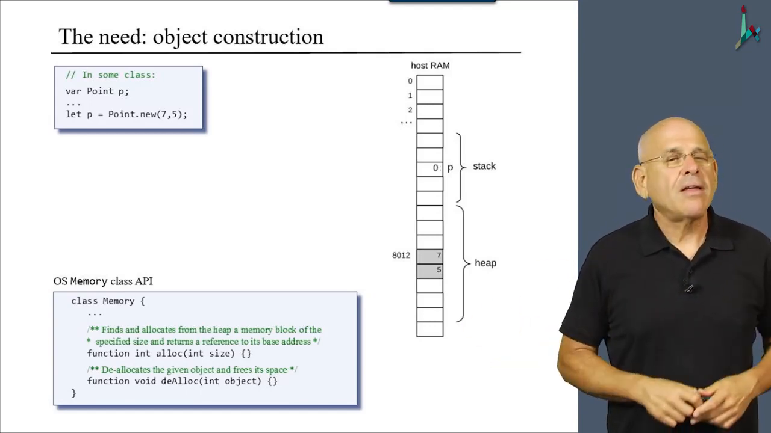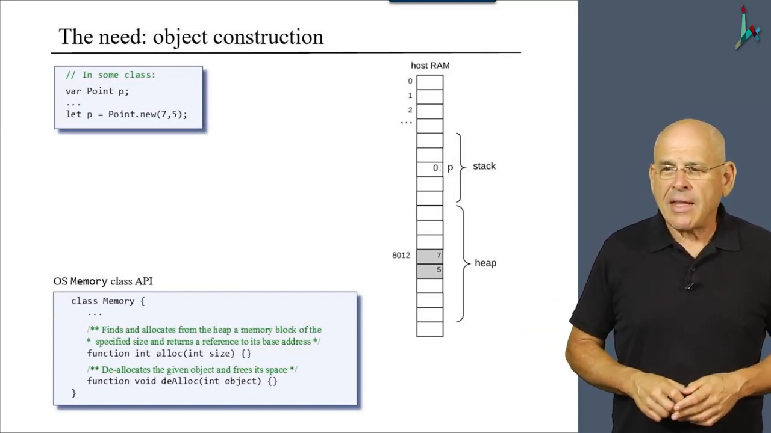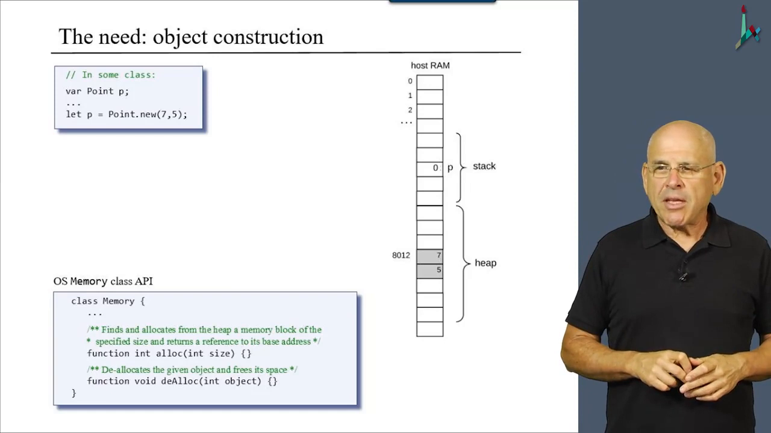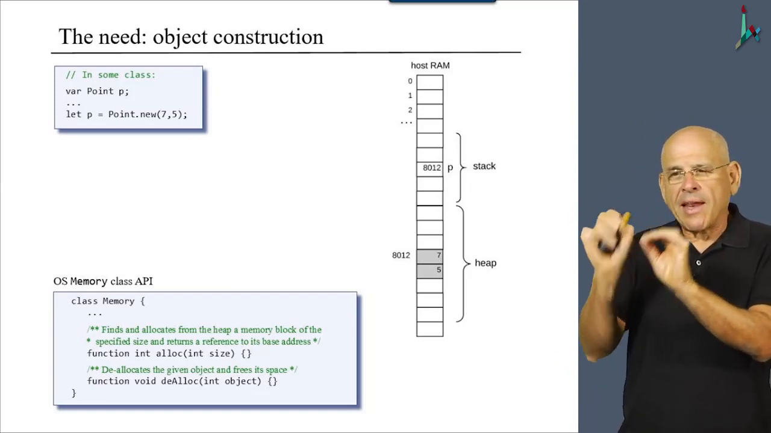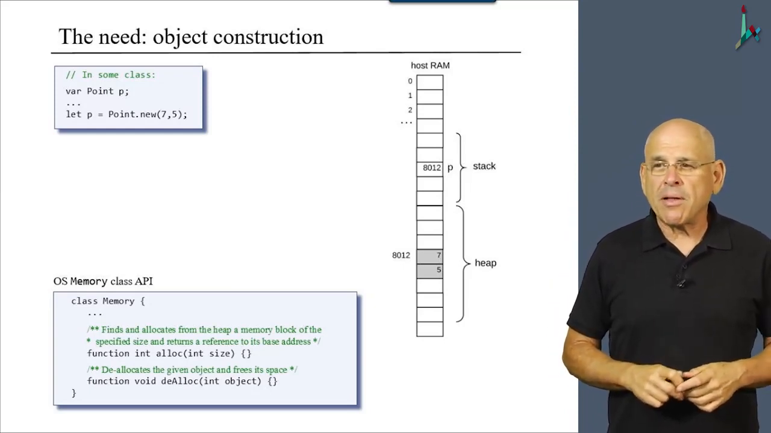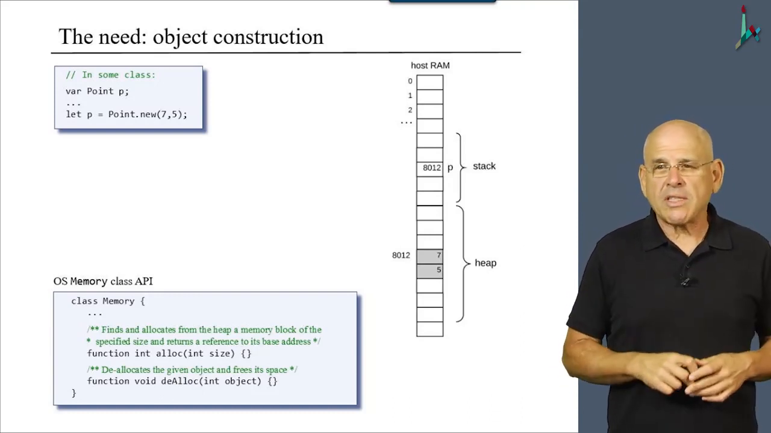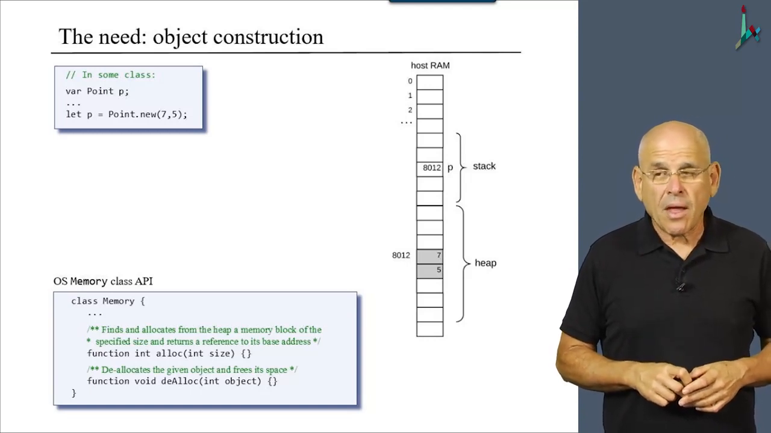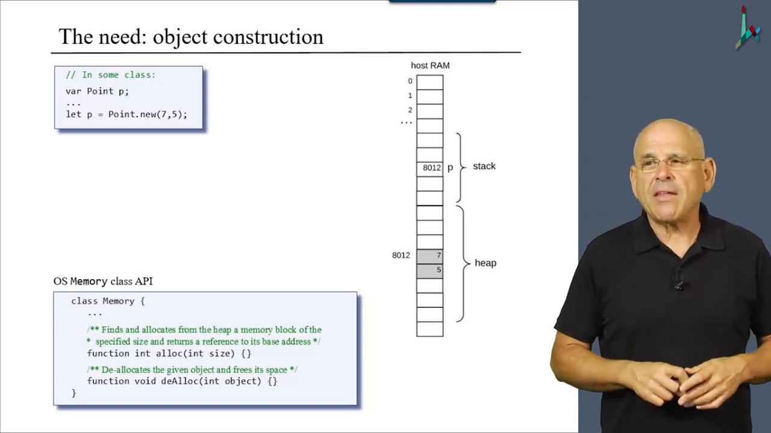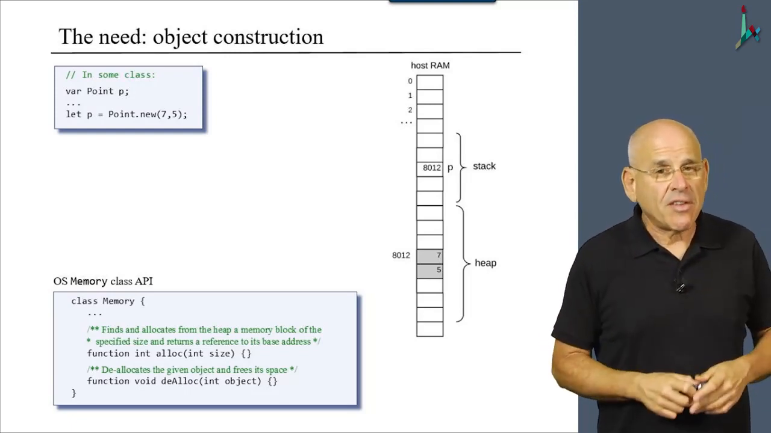I picked up an address from the heap arbitrarily, 8012. And we allocate a block of 2 words in this particular address, and then we create the link between P and this block. As you see, now the contents of the P variable is the base address of the block that was assigned to represent this object. So that's how the high-level programmer thinks about this act of creating a new object. And as you know, someone has to deliver this functionality.